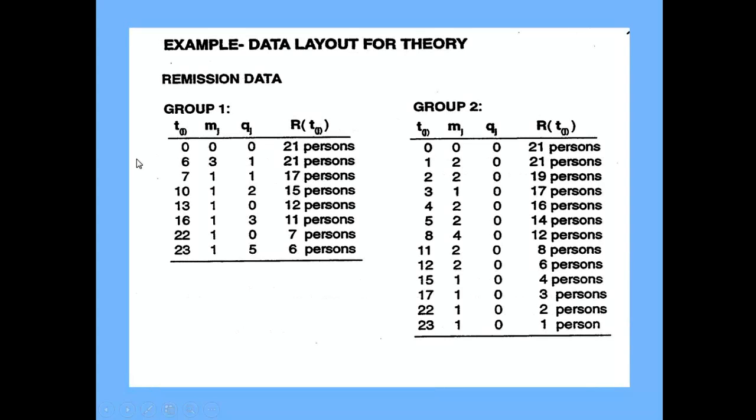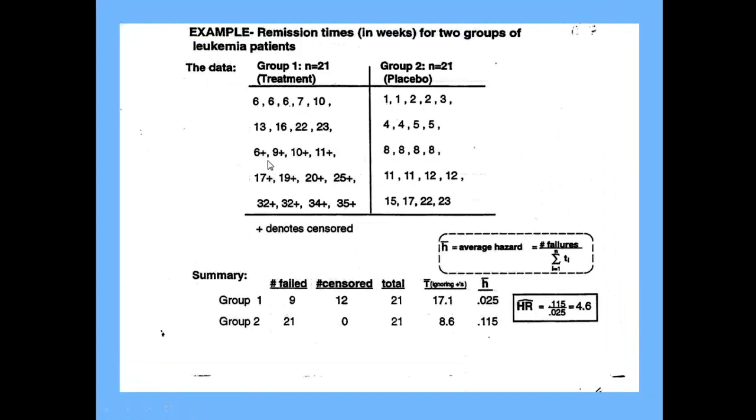So you can go through this, and here it is. This is what it is for group 1. You notice how I had 6, 3, 1? That's what I showed you already. 3 people failed at time 6. 1 was censored between. Now, look at this. At time 7, 1 person was censored, and 1 person failed, and 1 person was censored between time 7 and time 10. Who was censored between time 7 and time 10? The 9 plus. So that's what you're doing here.